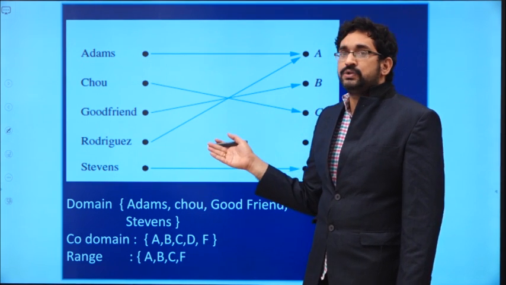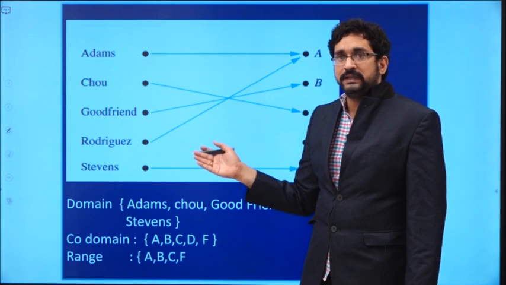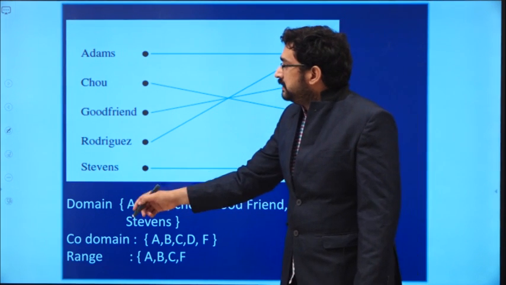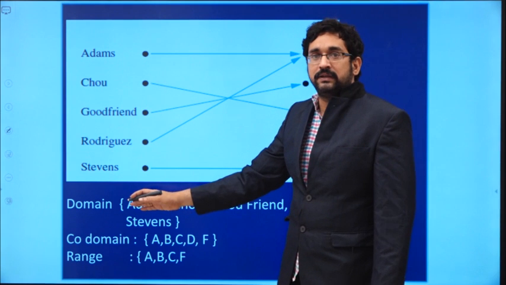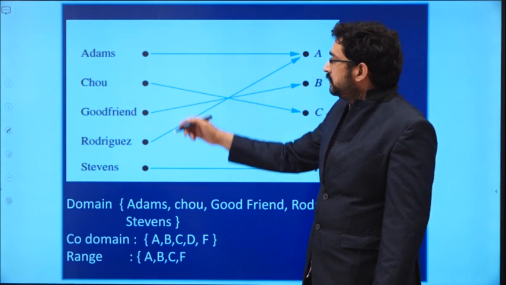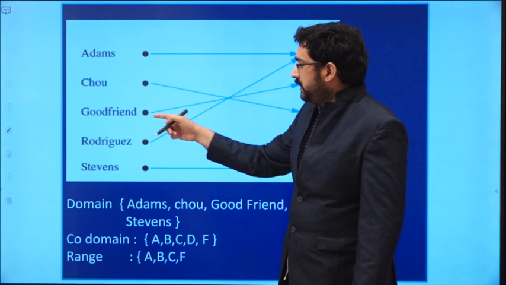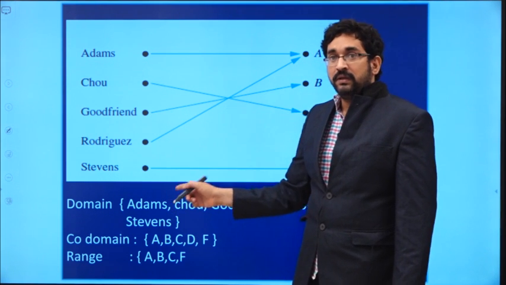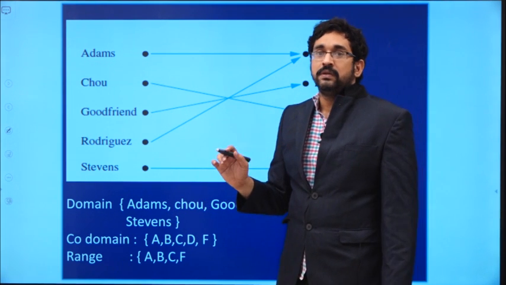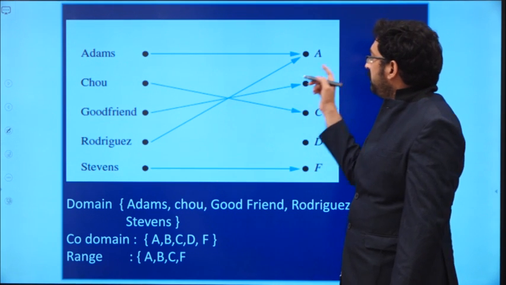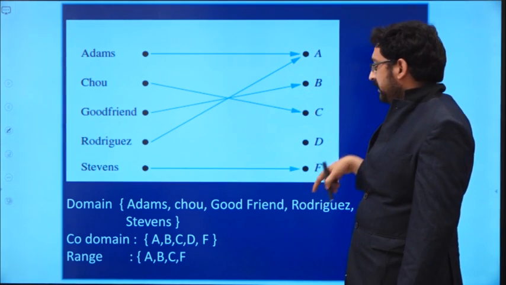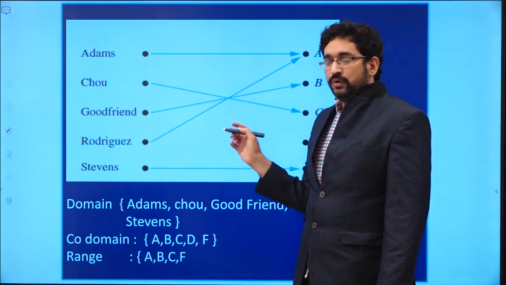In this function we have to find the domain, codomain and range. What is the domain? All the elements from the first set come under the domain. So here Adams, Chow, Goodfriend, Rodrigue, Stevens is the domain. What is the codomain? All the elements in the second set, A, B, C, D, F. All these are the codomain.